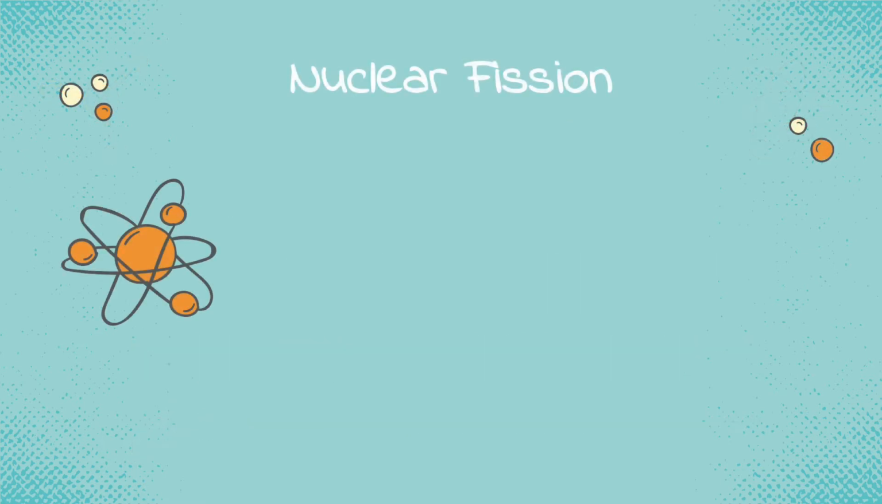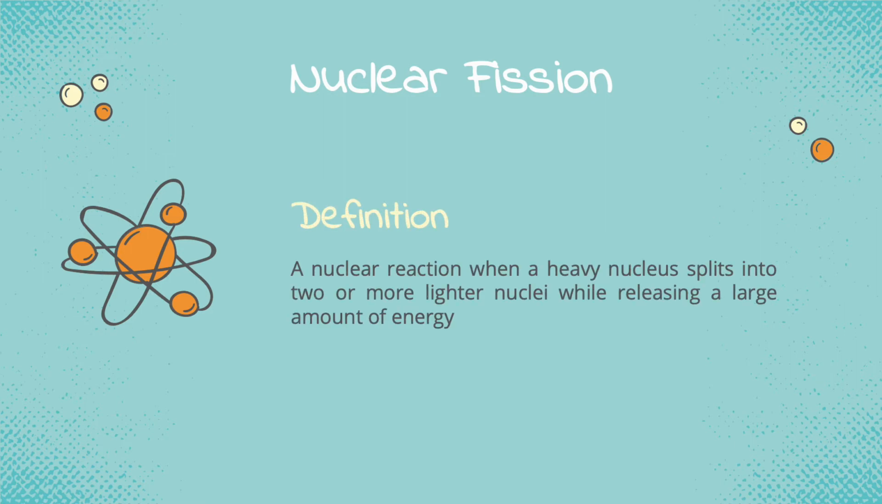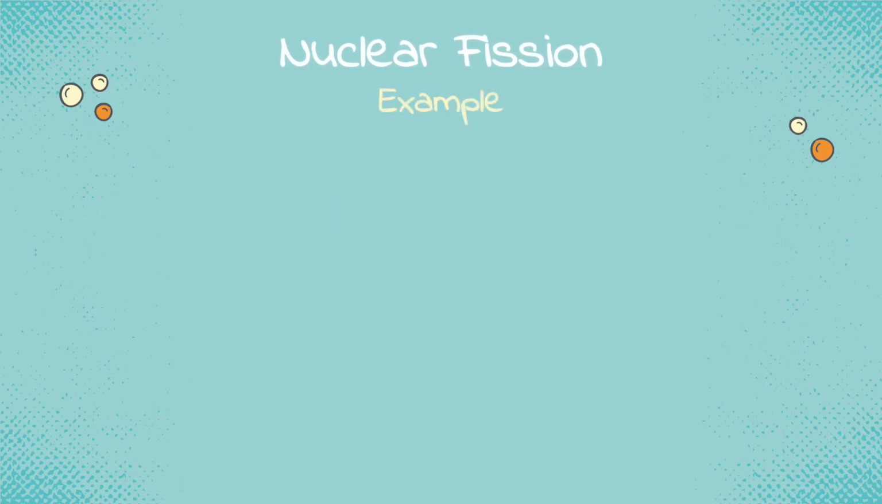Okay, now we are going to learn about nuclear fission. What is nuclear fission? Nuclear fission is a nuclear reaction when a heavy nucleus splits into two or more lighter nuclei while releasing a large amount of energy. Based on the definition given, have you ever wondered how nuclear fission works? Let me explain to you.